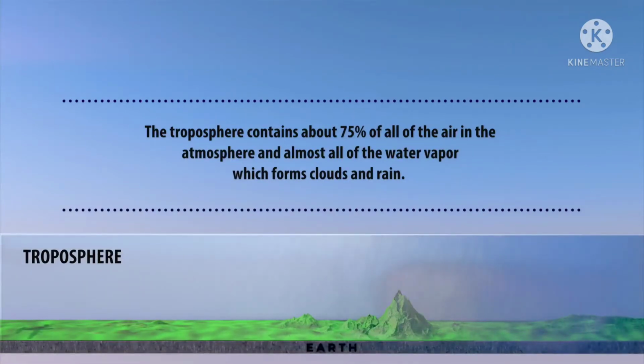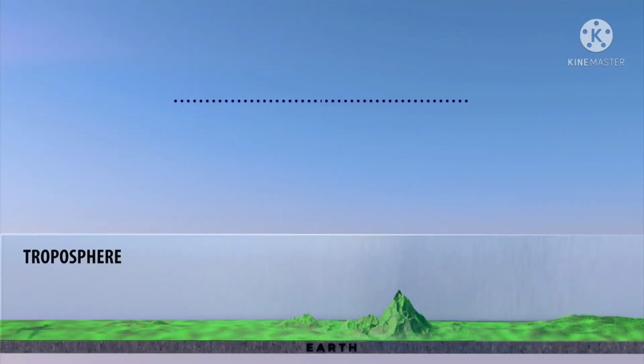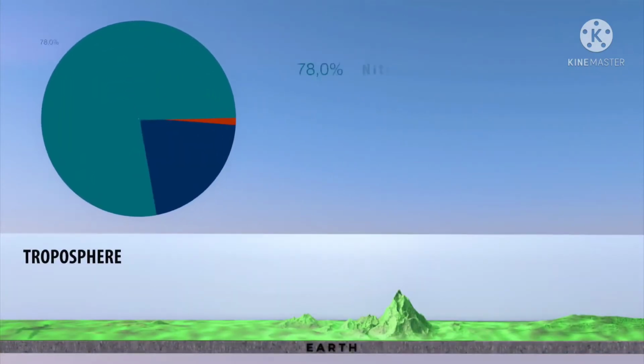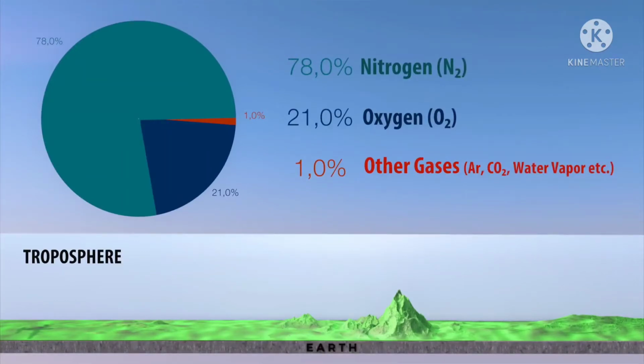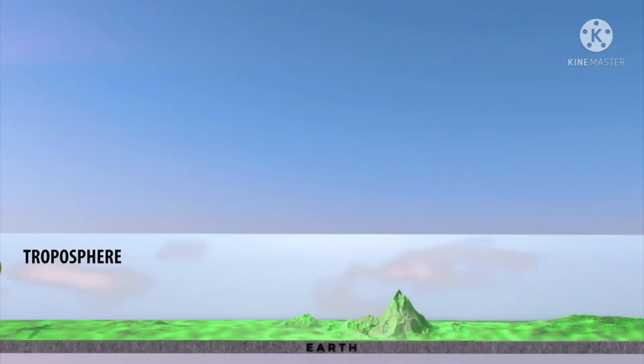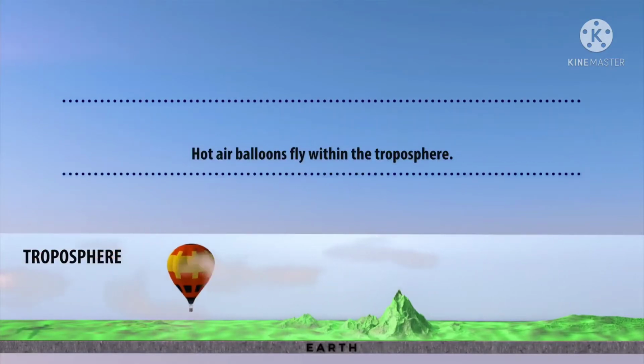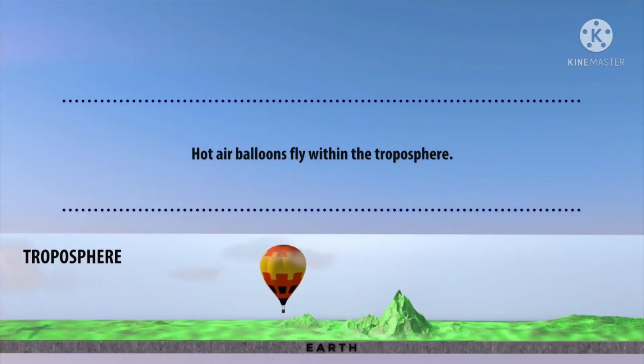The troposphere contains about 75% of all of the air in the atmosphere and almost all of the water vapor which forms clouds and rain. This is the pie chart of the troposphere: 78% nitrogen, 21% oxygen, and 1% other gases. Hot air balloons fly within the troposphere.